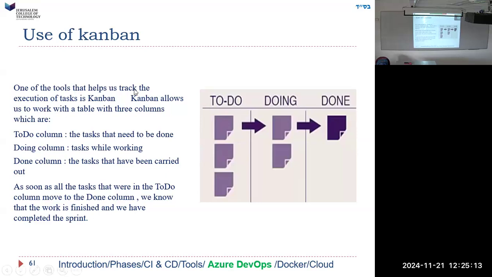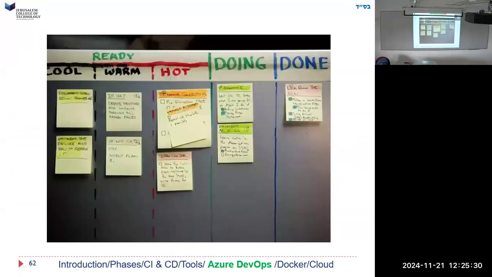One of the tools that helps us track the execution of tasks is Kanban. Okay, we explained this. As soon as all the tasks that were in the to-do column move to the done column, work is finished and we completed the sprint. Here's the thing, and you see, I think they put colors. What are the colors here? I don't think that they're named here.